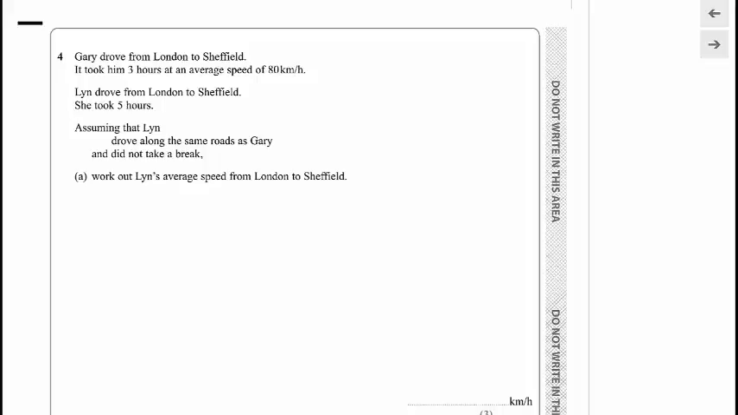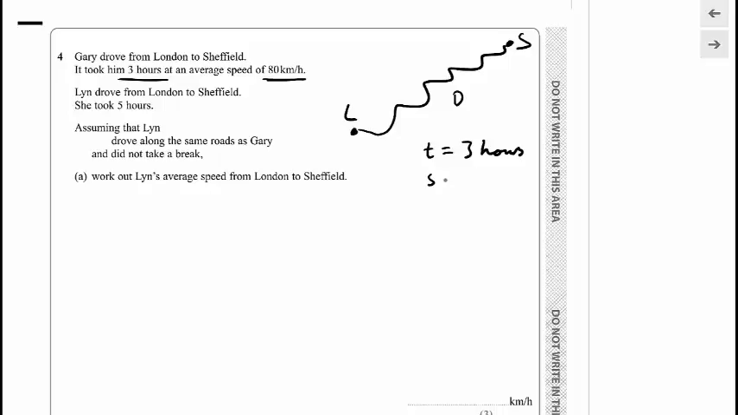Hello, so we've been told that Gary drove from London all the way up to Sheffield, and it took him 3 hours at an average speed of 80 kilometres an hour. So he drove this distance, whatever this distance is, in 3 hours. So that's our time, 3 hours. And our average speed was 80 kilometres per hour.